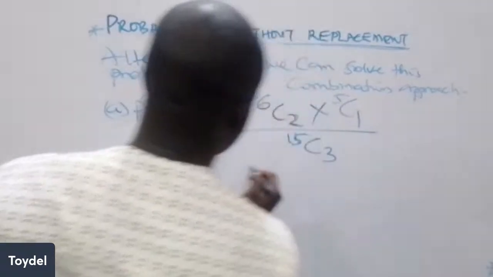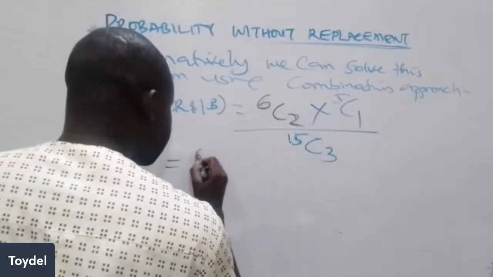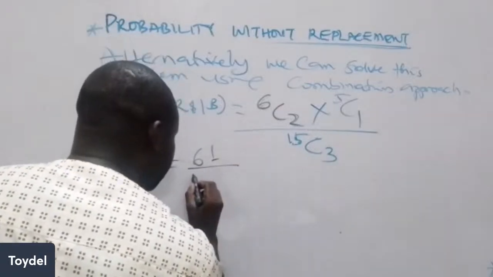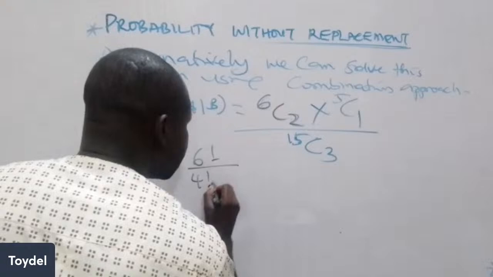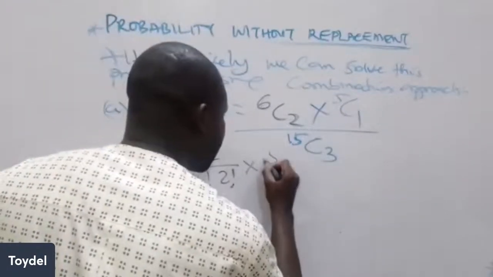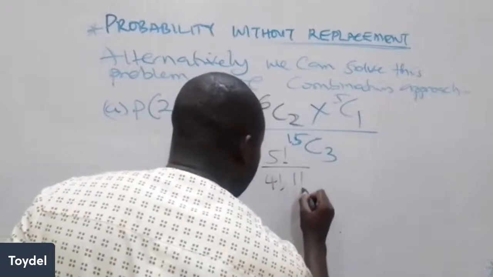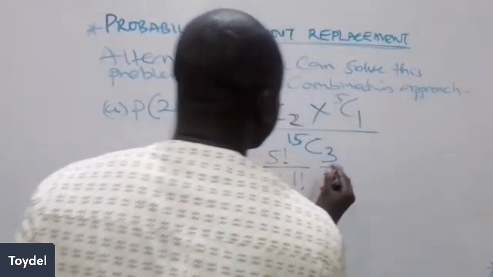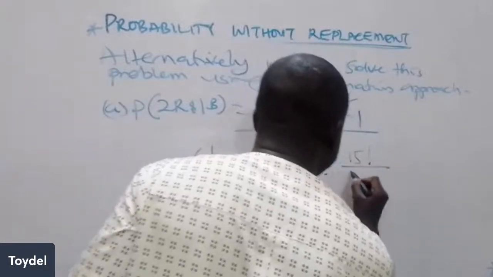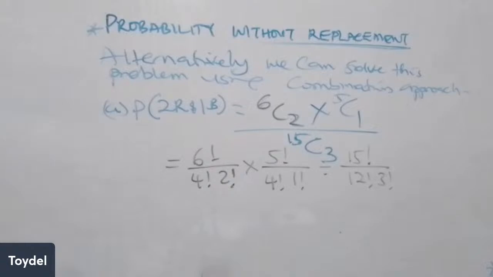So of course, for combination, this is what you get. We say 6 combination 2 is 6 factorial all over 6 minus 2 factorial, that is 4 factorial, 2 factorial. Then multiply by 5 combination 1, which is 5 factorial all over 5 minus 1 factorial, that's 4 factorial, 1 factorial. Then divided by 15 combination 3, which is 15 factorial all over 15 minus 3, that's 12 factorial, 3 factorial. That's what we are going to get.